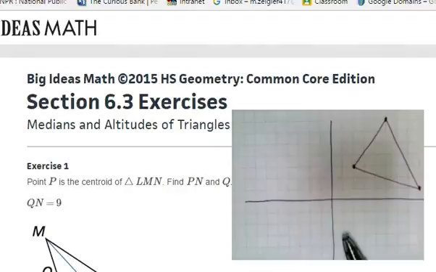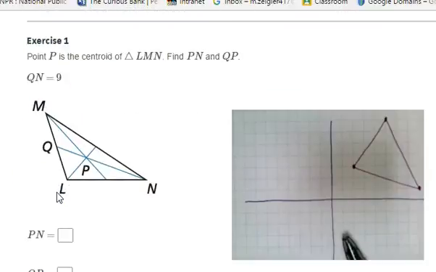Alright, let's take a look at section 6.3 exercises, all about medians and altitudes. First few exercises ask questions about the centroid. The centroid is the place where the three medians of the triangle meet.